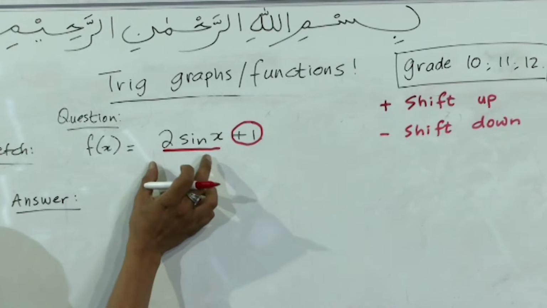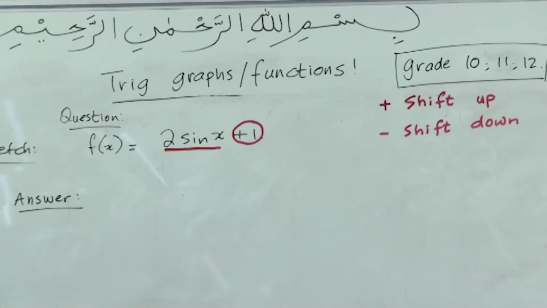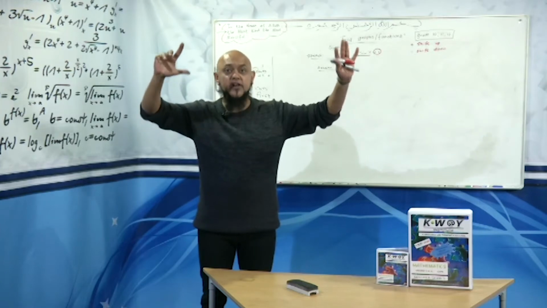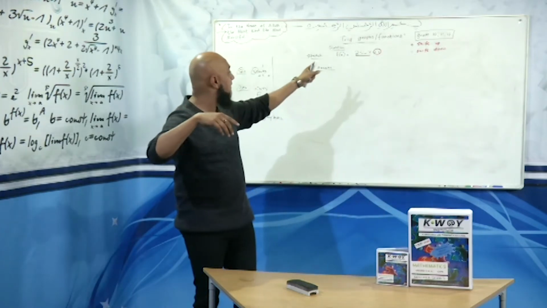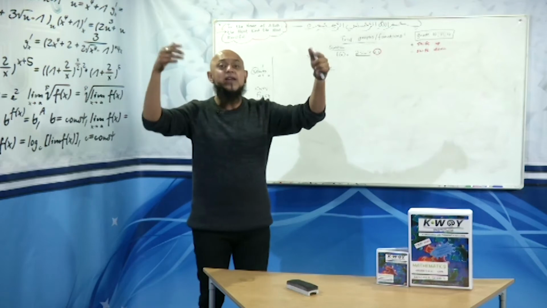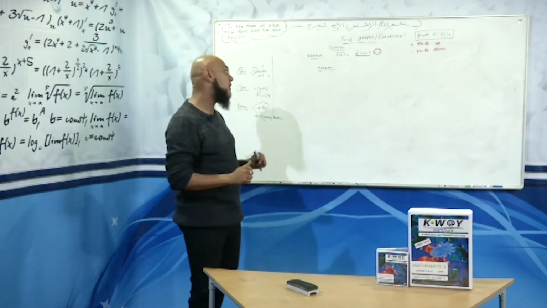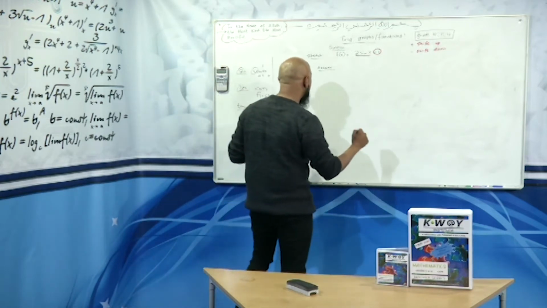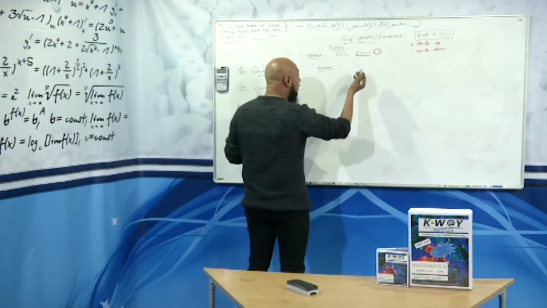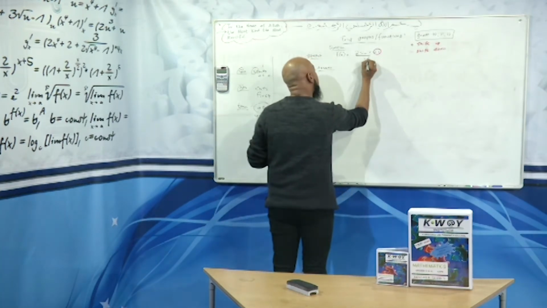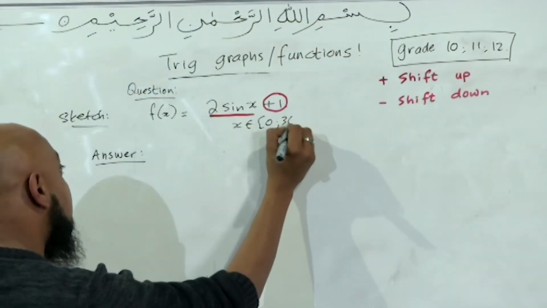That means the entire 2 sine x graph, after sketching your 2 sine x graph, that entire graph needs to be shifted 1 unit up. And if it was 2 sine x minus 1, it means that entire 2 sine x graph needs to be shifted 1 unit down. So let's get started. Let's draw, and they also tell you, for x being an element of 0 to 360 degrees.